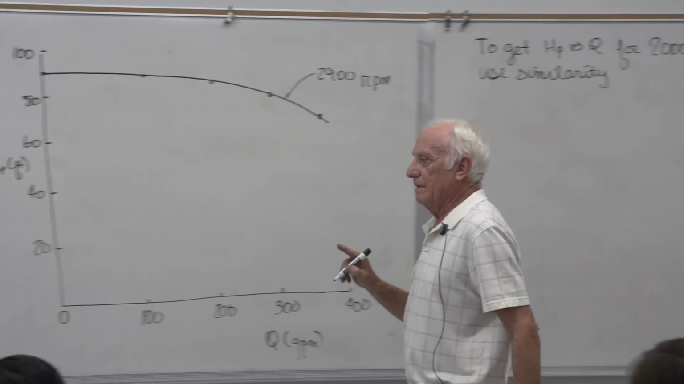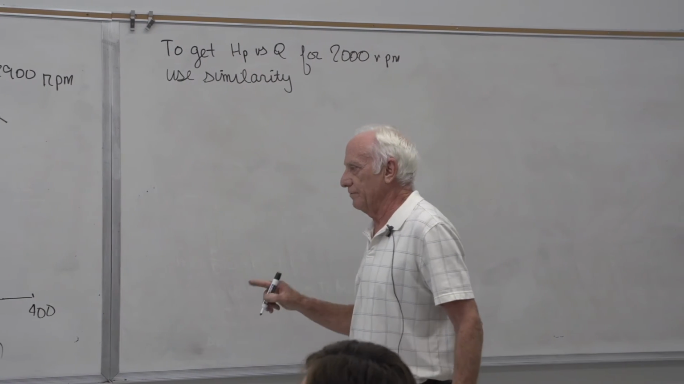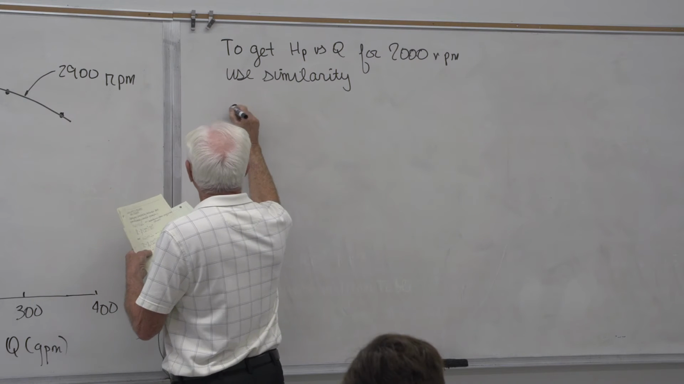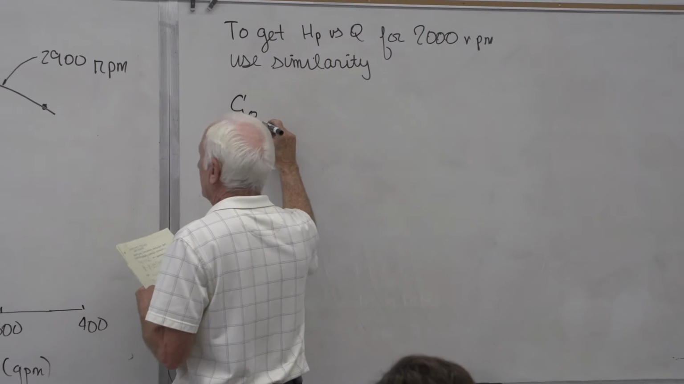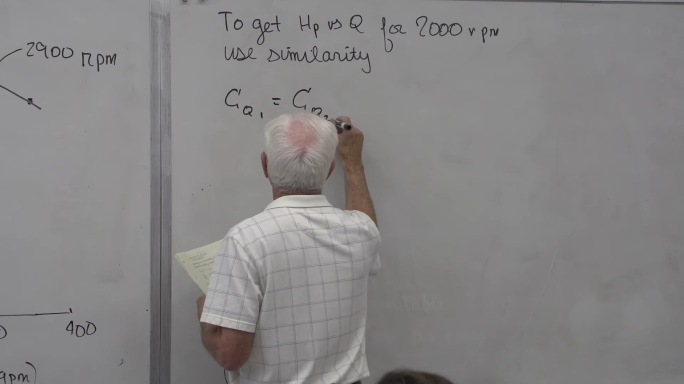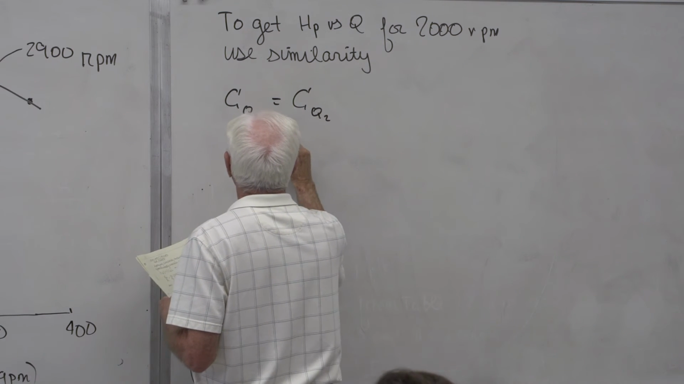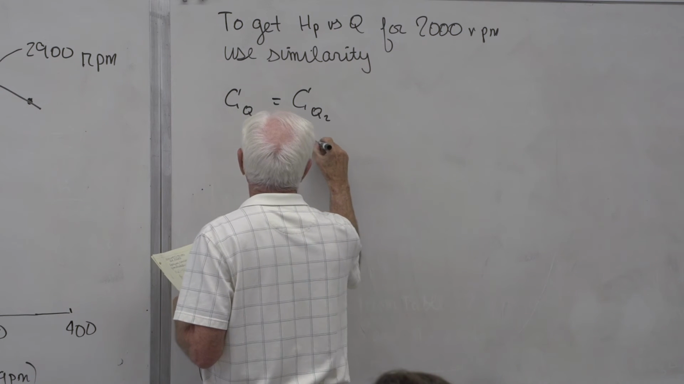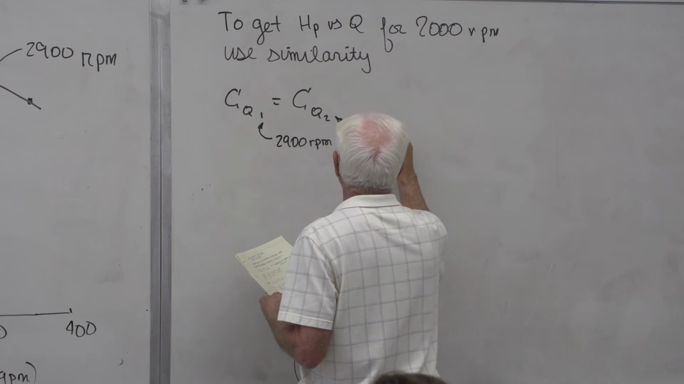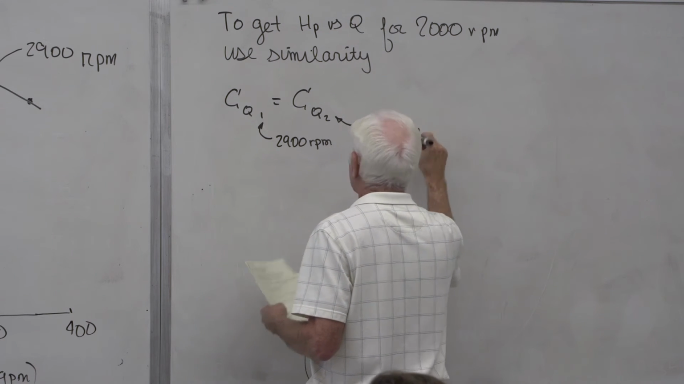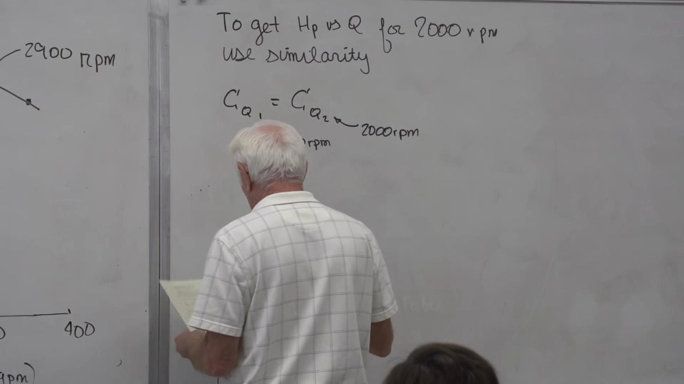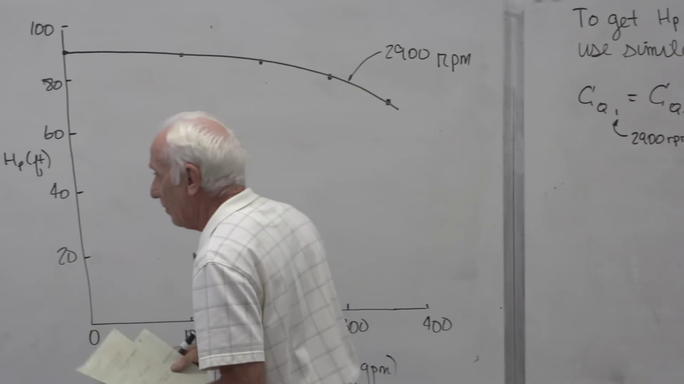So what do I equate? The important dimensionless parameters. What's the first one? Q. Equate the Q parameter. Okay, so C sub Q for case 1 equals C sub Q for case 2. 1 means 2,900 RPM. 2 means 2,000 RPM. What is C sub Q? Okay, so now we put our C sub Q. It's Q over omega d cubed.